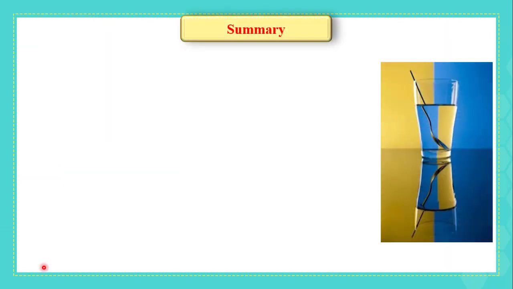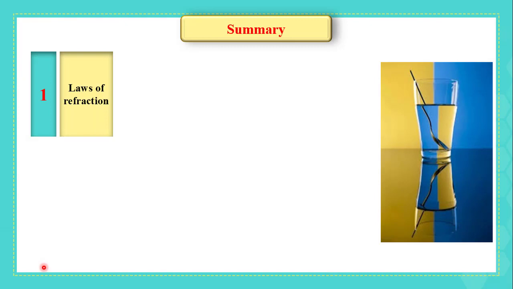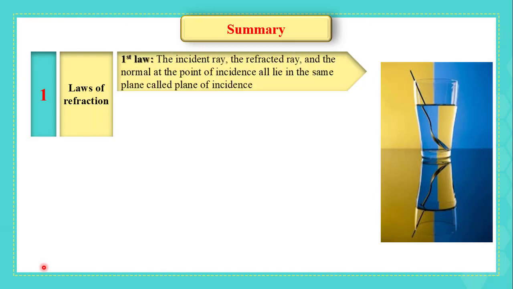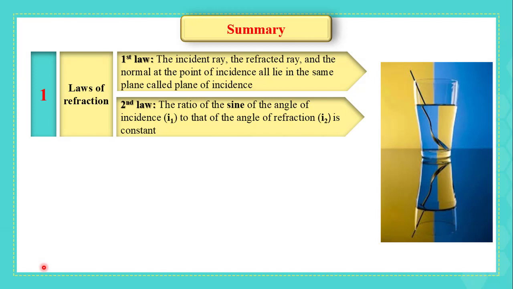Now, in this part, we have studied the two laws of refraction. The first law states that the incident ray, the refracted ray, and the normal at the point of incidence all lie in the same plane called the plane of incidence. The second law of refraction states that the ratio of the sine of the angle of incidence I1 to that of the angle of refraction I2 is constant.